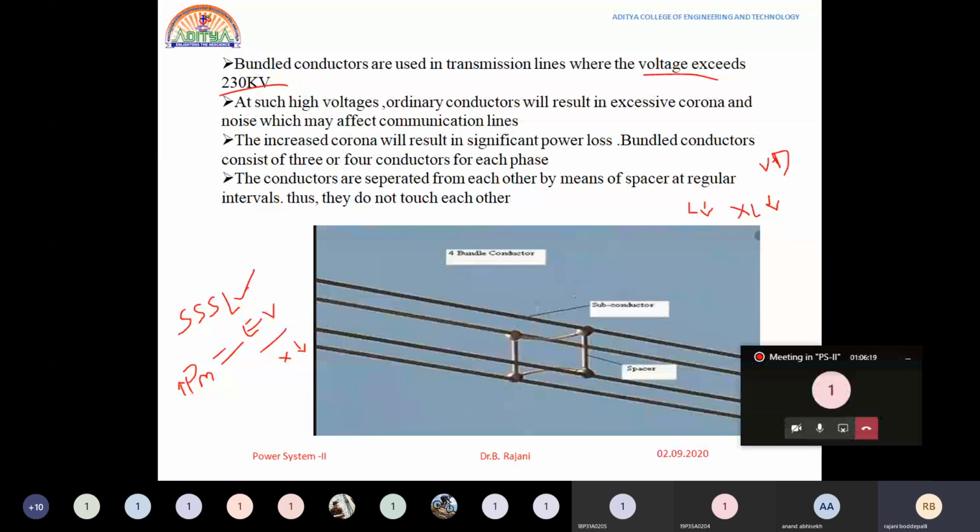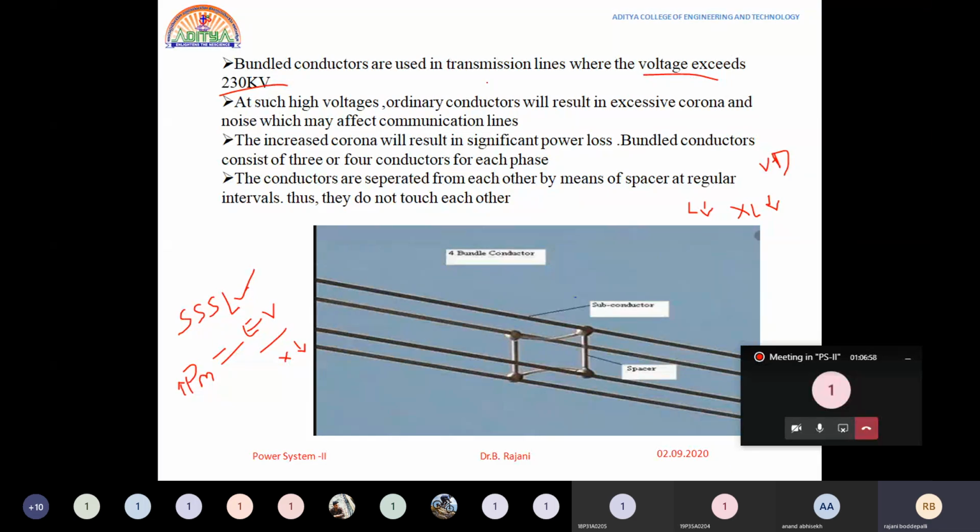If this is done, what happens? The conductor size is increased, and whenever the voltage exceeds 230 kV, at that time we use these bundle conductors in the transmission line in order to eliminate corona loss, communication interference in the communication lines, and significant power losses, thereby improving the transmission line efficiency and reducing the voltage regulation. These are all the benefits. They also improve the steady state stability limit.